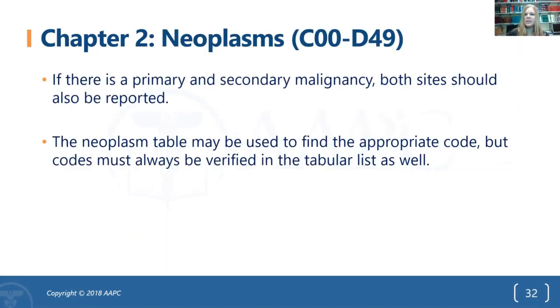If there is a malignancy, the secondary or metastatic site should also be reported. All sites should be documented and coded. The order of the codes, though, will be driven by the sequencing instructions that we have for ICD-10. We'll go over those in a minute. In the neoplasm table, you are not always going to find the complete codes. So there are many times you're going to have to go to the tabular listing to verify additional digits, which is true particularly for laterality as well as some skin conditions like basal cell carcinomas versus squamous cell carcinomas.